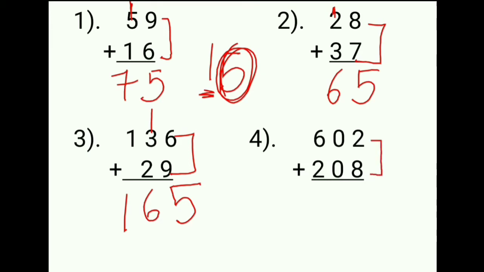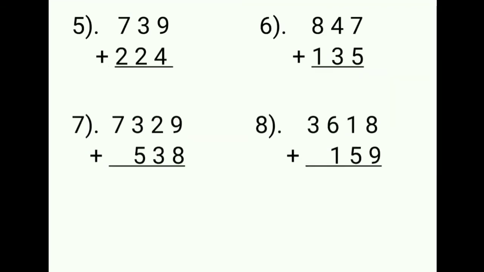Now, the fourth sum. 2 plus 8. 2 plus 8 is 10. So we will put 0 here and 1 carry. Right, now 1 plus 0 is 1 and 1 plus 0 is again 1. So 1 and then 6 plus 2 is 8. So the answer is 810. Okay. Now next sum.